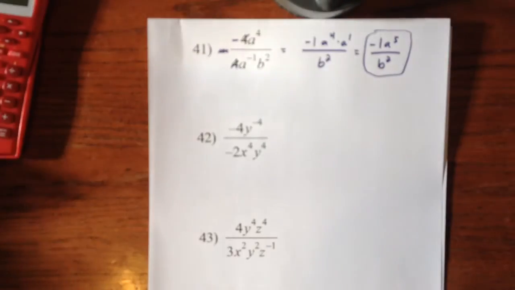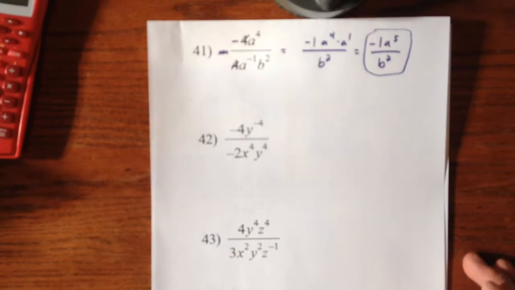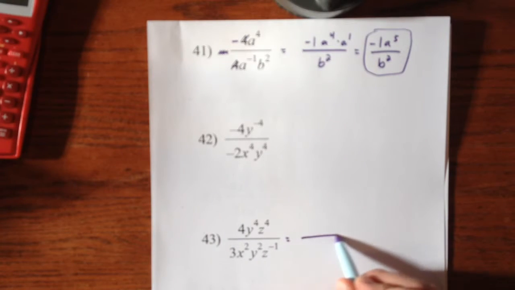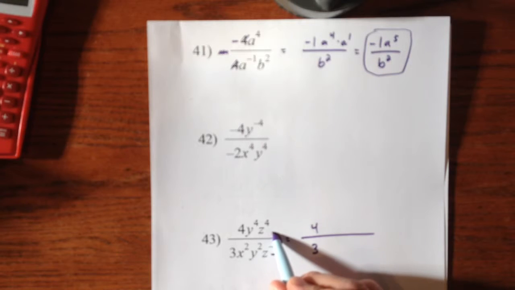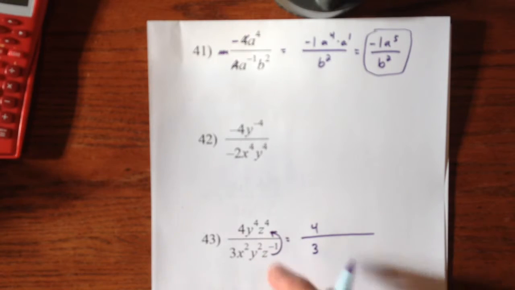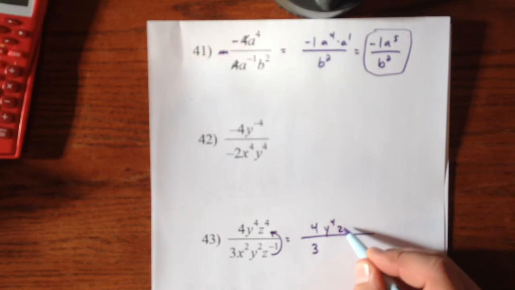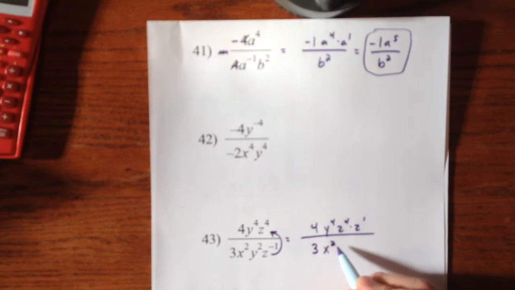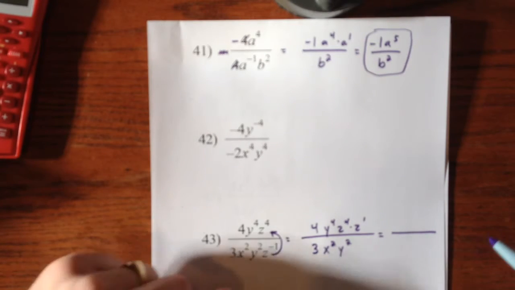Okay, and then 43. If you look at this, I have 4/3. That's not going to cancel out or reduce. So I'm just going to rewrite the 4/3, and that's going to stay there. And it looks like the only thing I need to rewrite is take this z to the negative first, and to make it positive I need to move it up top. So I'll rewrite this whole thing. And when I rewrite the bottom, the z is now gone. Okay, so this should simplify fairly quickly.